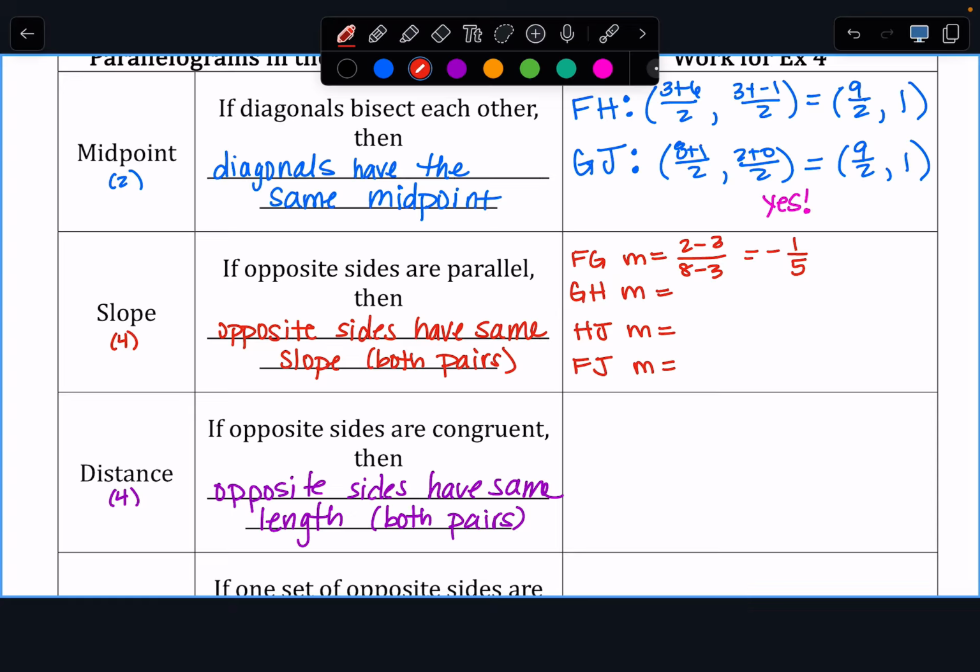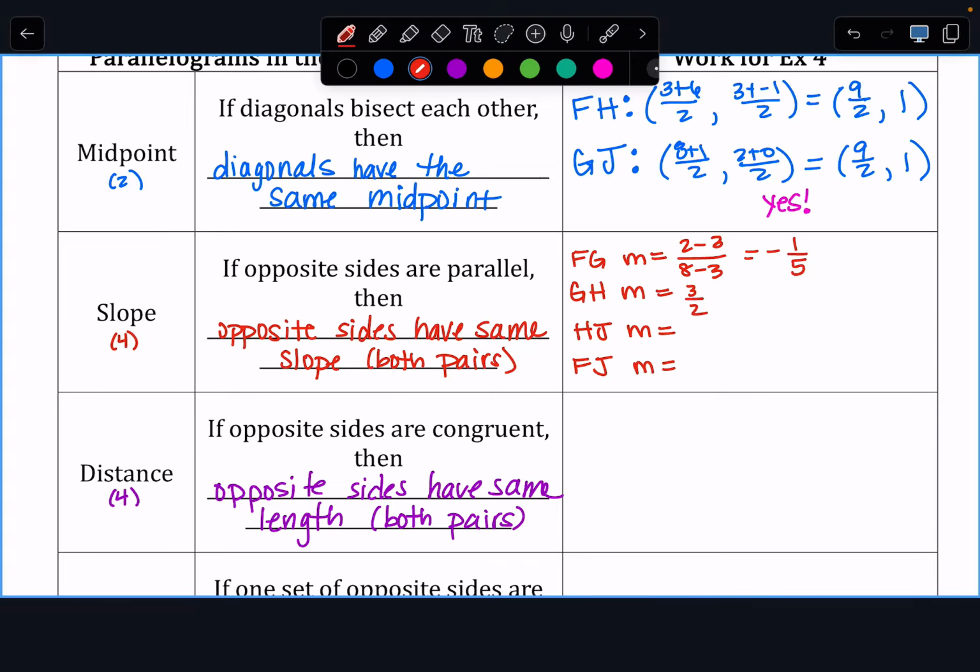Which one? HJ. Okay, HJ, what'd you get for your slope? Red and teal. HJ. We had GH, and they should have had HJ. Okay, so what's GH? I got 3 over 2. So we need to keep it as 3 over 2. Don't change it to a decimal. Okay? I got 3 over 2.